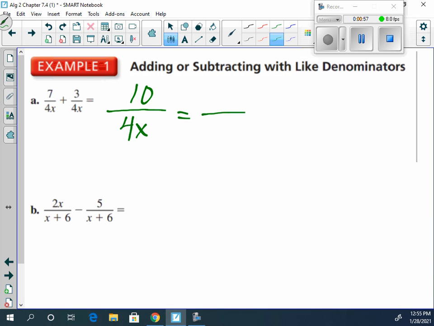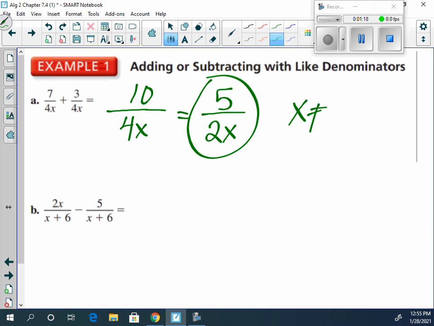5/2x. Because 10/4x do have a common factor, and if there is a common factor, we need to reduce it. 10/4 is the same as 5/2. They have a common factor of 2, so we can reduce it. And that is it. Now, we wouldn't put any restrictions for this here, because the only restriction is when x is 0, but it's still listed, so we don't have to list the restrictions for this here.